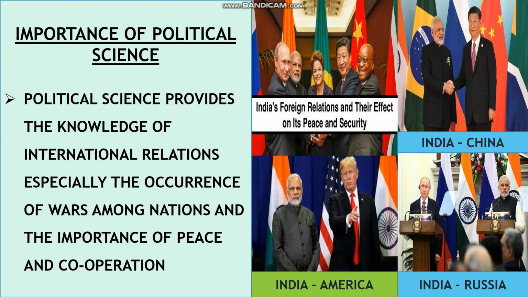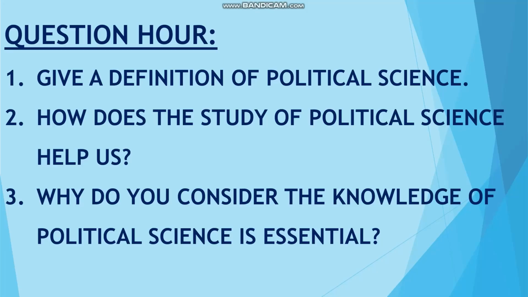Now let's move on to question hour. Give a definition of political science. As I have told you, we have studied 3 definitions. Any one of the definitions you can learn properly and be thorough with it. Political science is also the study of past, present, and future of the political institutions, political functions, and political theories. One more definition I'm telling you, you can make a note of it. The study of state, government, and human political activities is called political science.